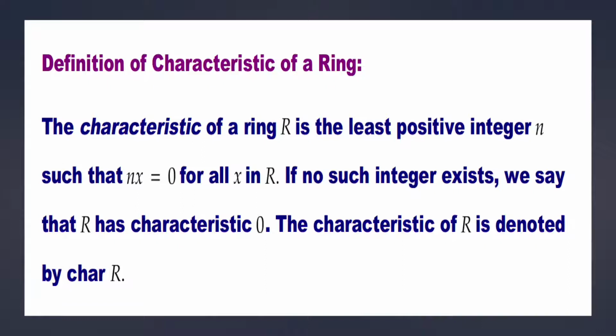But what is the characteristic of a ring? The characteristic of a ring is defined as the least positive integer n such that nx equals 0 for all x in R. If no such integer exists, we say that R has characteristic 0. The characteristic of R is denoted by CHAR or char R.